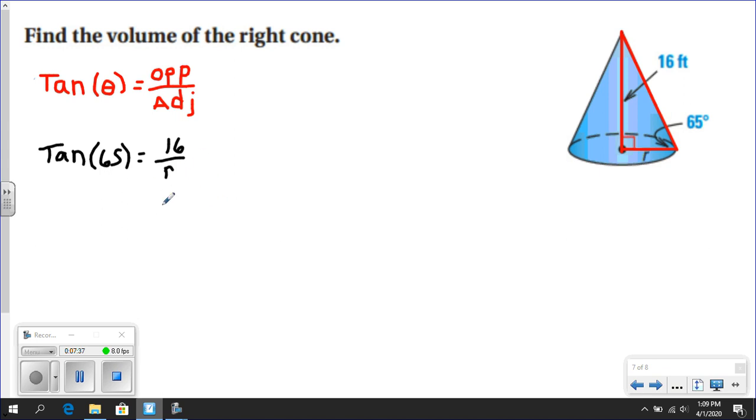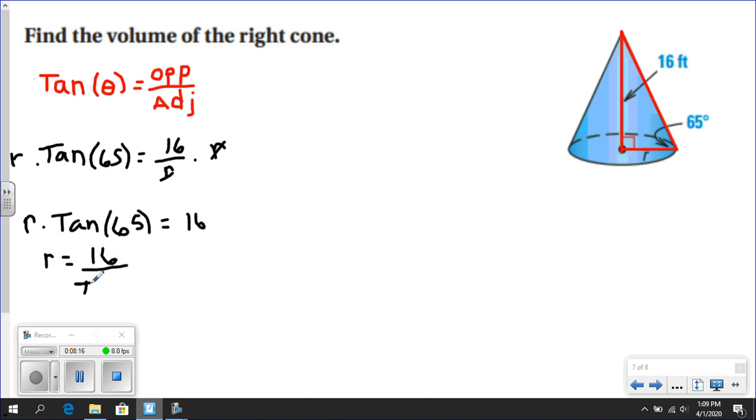The easiest way to do that is first get r out of the denominator, and I do that by multiplying by r on each side. Those then cancel. So r times tangent of 65 is equal to 16. To get r by itself, I just need to divide by tan of 65 on each side. So r, my radius, is equal to 16 divided by tan of 65.